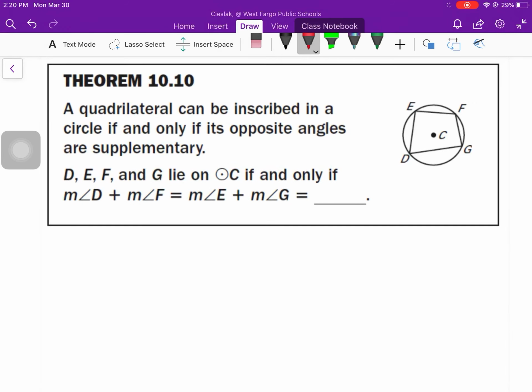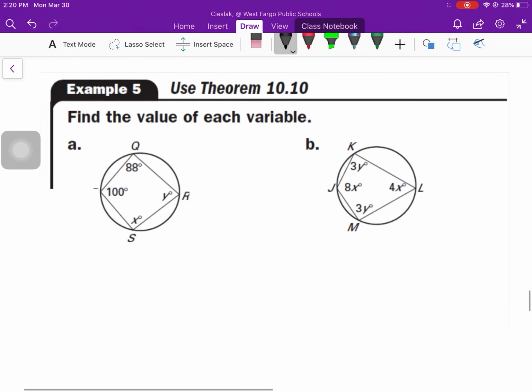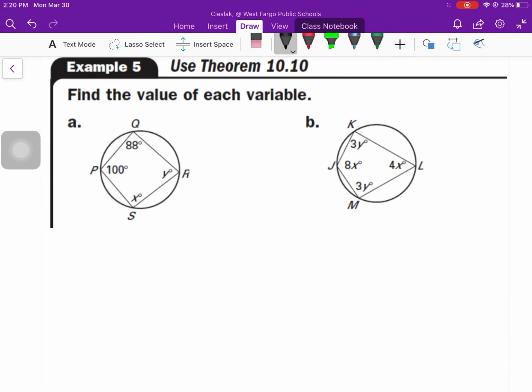Theorem 10.10 says a quadrilateral can be inscribed in a circle if and only if its opposite angles are supplementary. So remember, supplementary means that if you add them up, it gets you to 180. Okay, so this angle and this angle would have to be supplementary. Do it in a different color here, and then the 2 black stars. Opposite angles would have to be supplementary, adding up to 180.